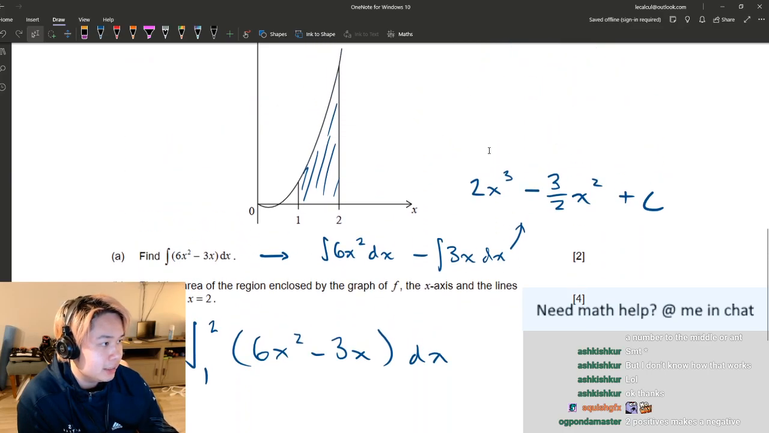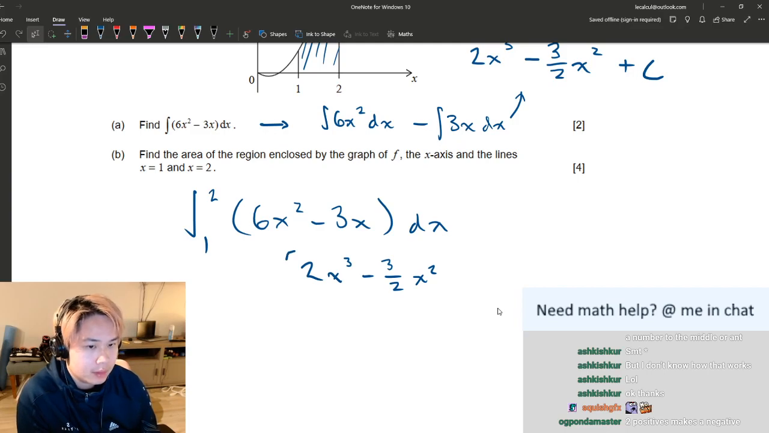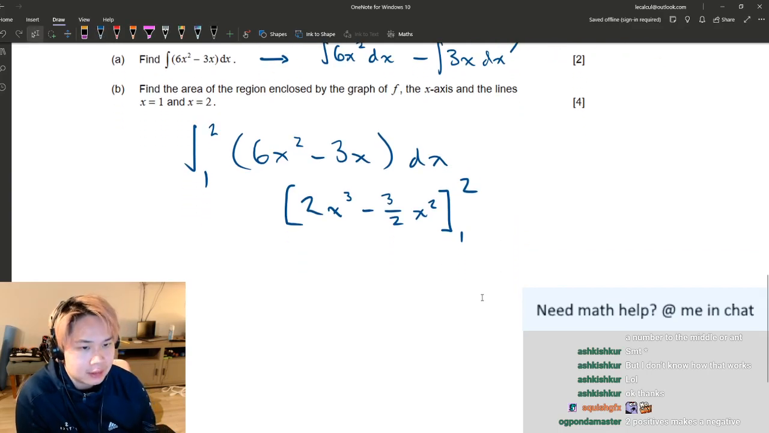But we already figured out what this is in part A. So we just find the definite integral. Easy peasy.